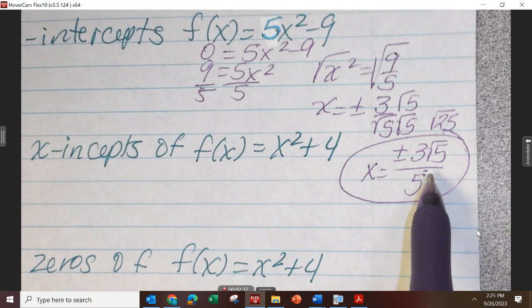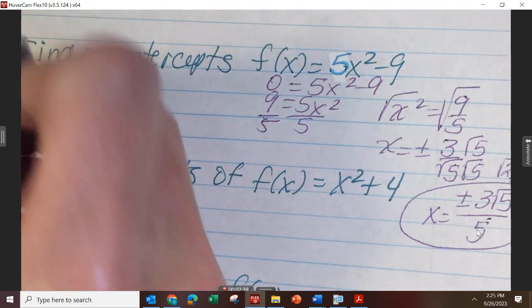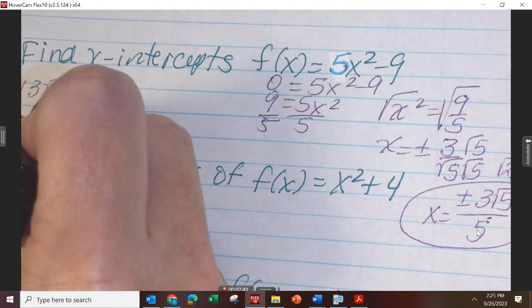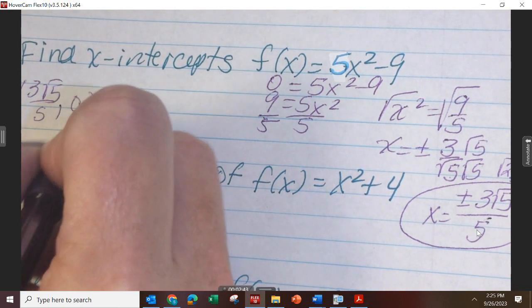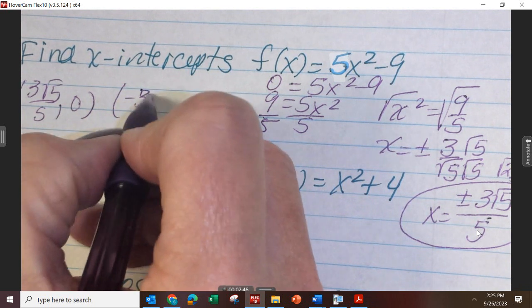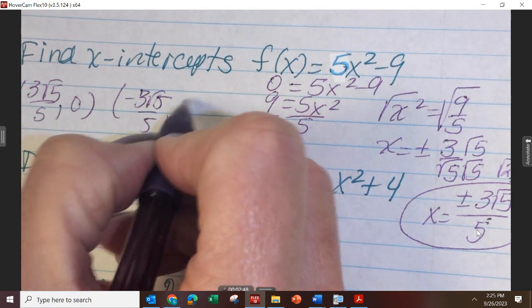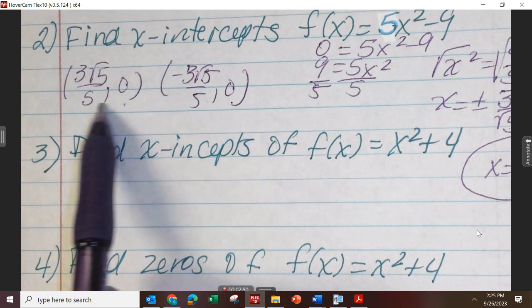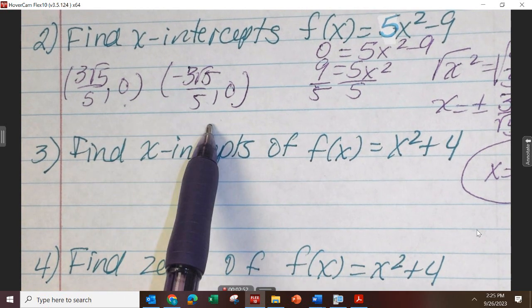And really, it's better to write these as points. So it would be better to put (3 radical 5 over 5, 0) and (negative 3 radical 5 over 5, 0). We typically want to write those x-intercepts as points.